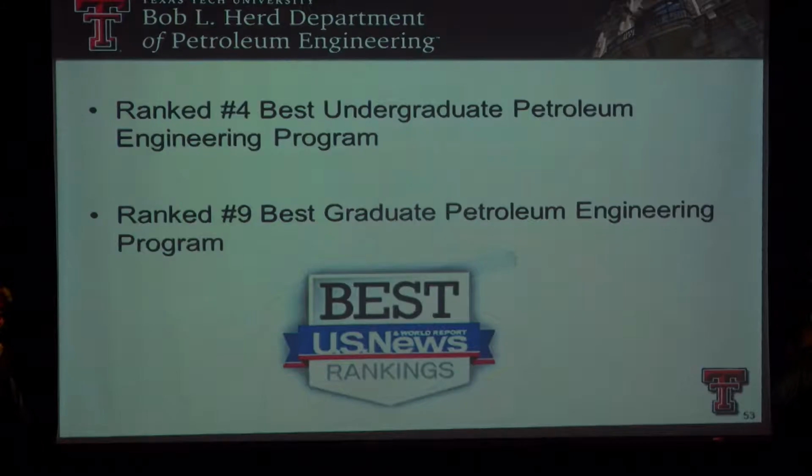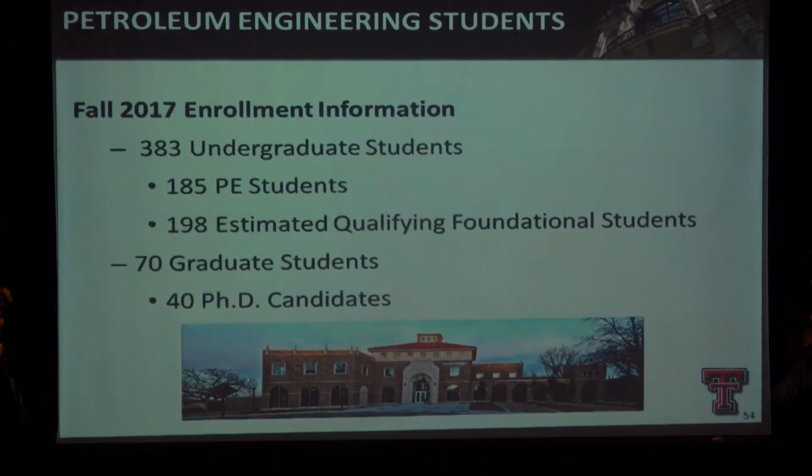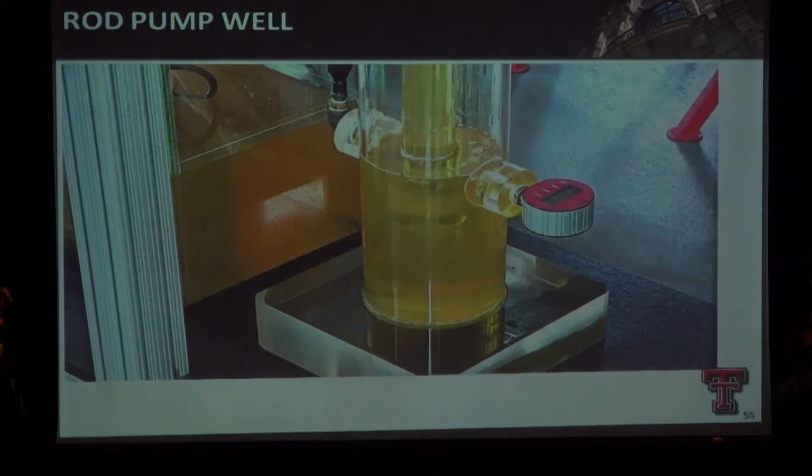So how was Texas Tech involved in this? We were rated number 4 in the U.S. as far as best undergraduate petroleum engineering programs, number 9, and we're doing something about that number 9 to move it up. We're actually a relatively new PhD program, only since the 1990s, but we're growing rapidly. We have 70 graduate students currently enrolled, which is quite healthy, and roughly 400 undergraduate students.